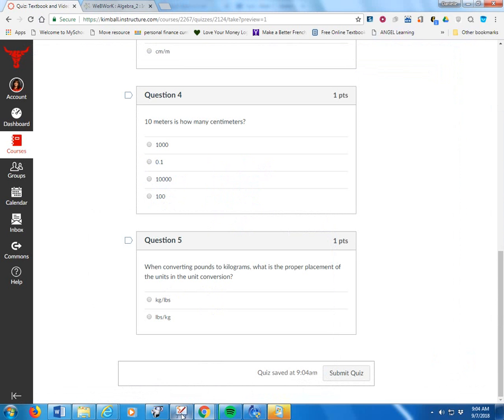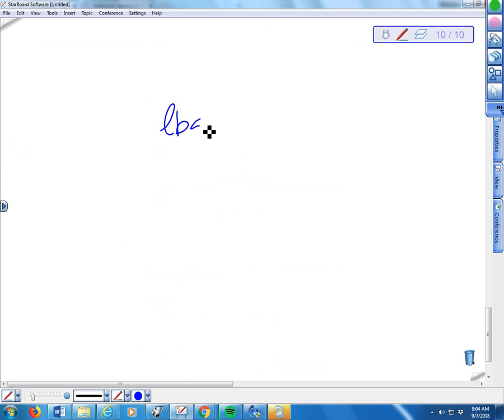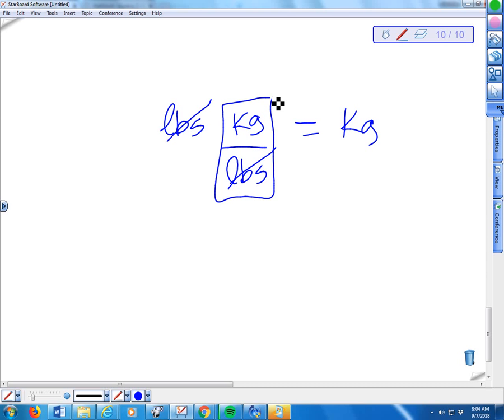When converting pounds to kilograms, what's the proper placement? Kilogram over pound. Yep. So if I want to go from pounds and I want to end up with kilograms, I need to have pounds on bottom and kilograms on top. So these cancel. So the proper placement is kilogram over pounds. Again, I hope this isn't new. Everybody learned probably the train track method or whatever when you were in maybe 9th grade biology. Should do unit conversion in physical science. So hopefully this isn't something you haven't seen before.